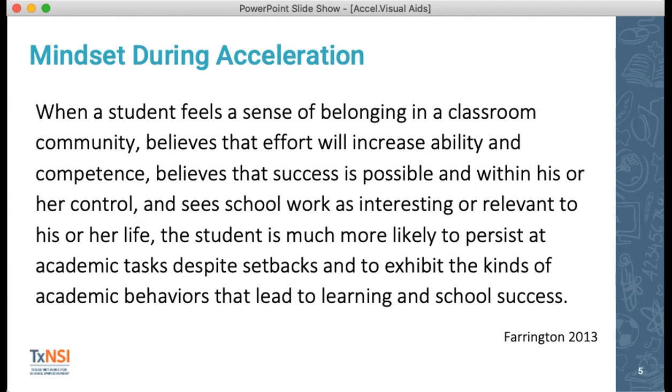We need to turn that around, because if a student does not feel like they belong in that classroom, they aren't going to try. They're not going to stick with it. If they don't think you believe in them, then they don't believe in themselves. Why should they? So it's more important than ever with this situation.